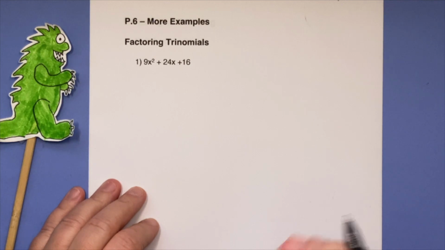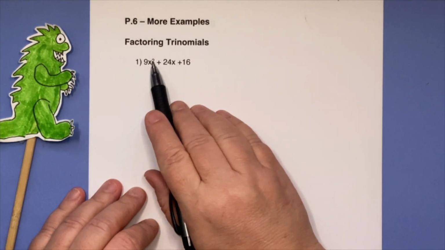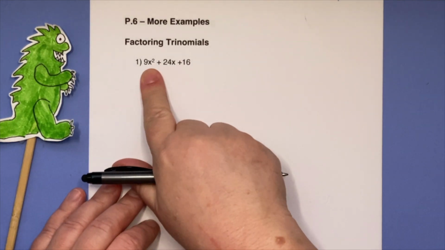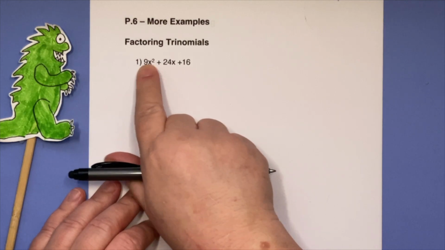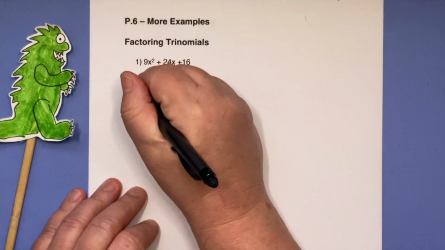you go through your checklist. You say, okay, is there anything common to 9x squared, 24x, and 16? And the answer is no. 9 has a couple 3's. 16 has either a couple 4's or a bunch of 2's. Nothing in common there. So then what you could do is approach it with the AC method.